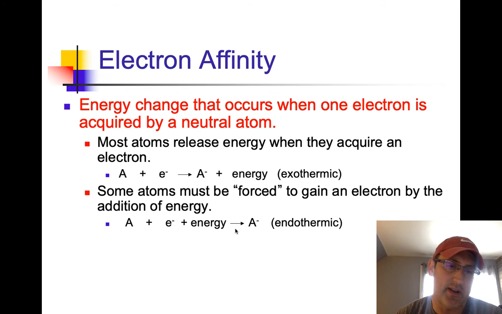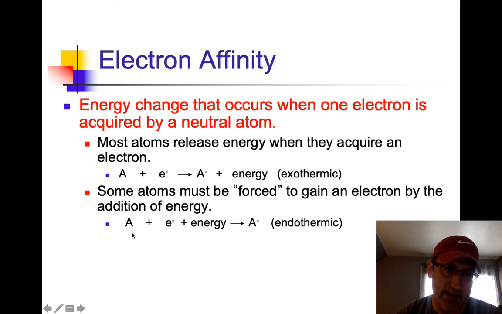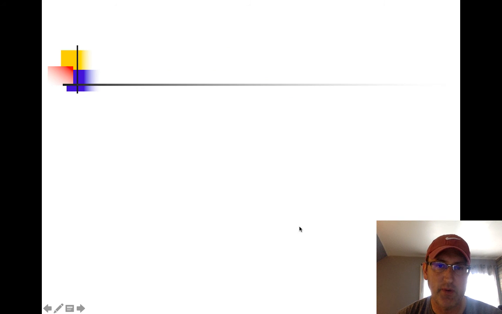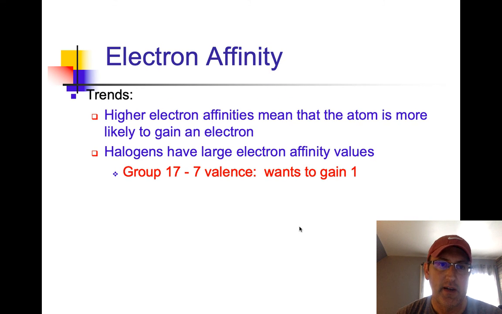Okay, the other one is atoms must be forced to gain the electron. So they're what we call endothermic. So you take this neutral atom A, you add an electron. To make that happen, you also have to put energy in. Okay, then again, you get the anion here that forms, but you need to put energy in to make it endothermic.